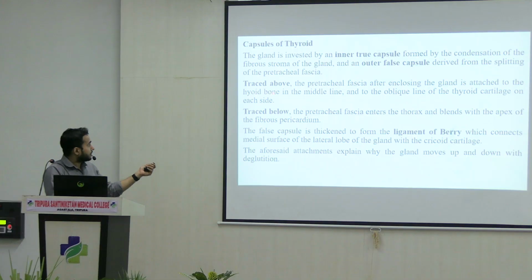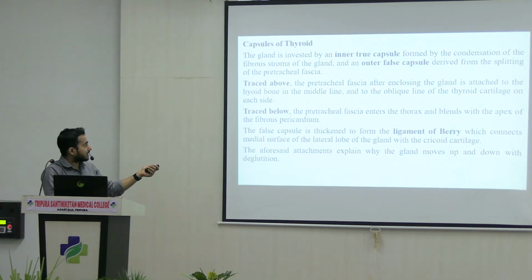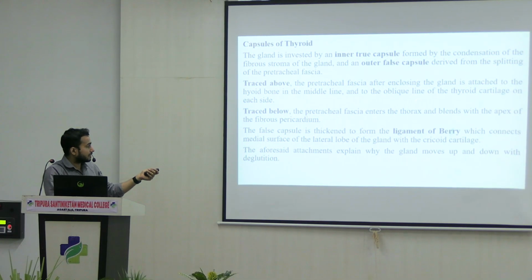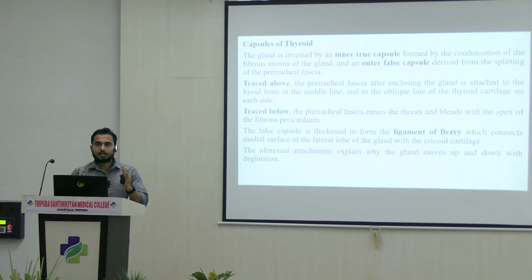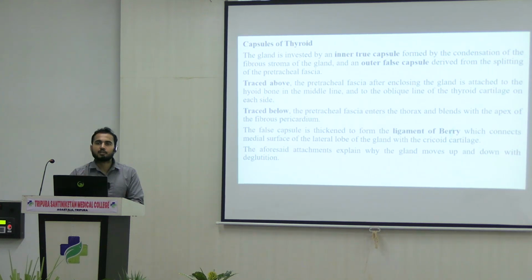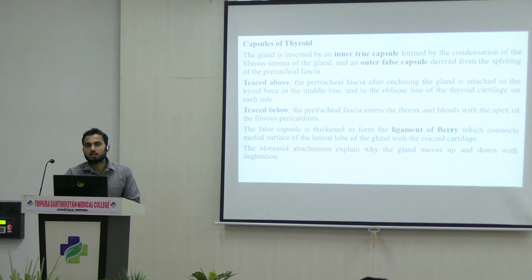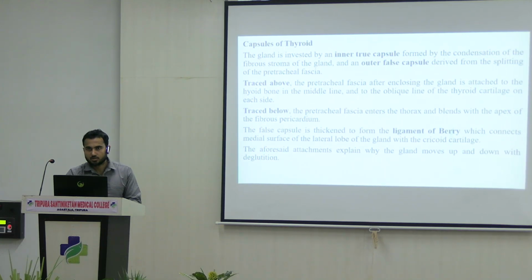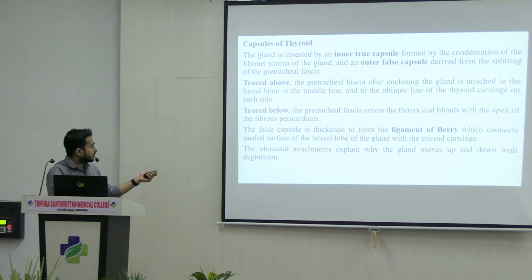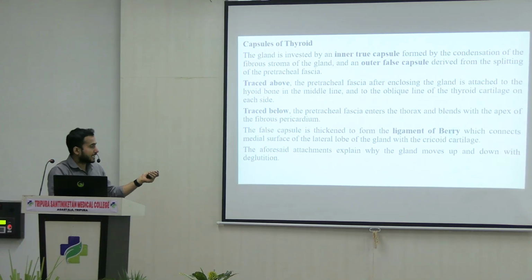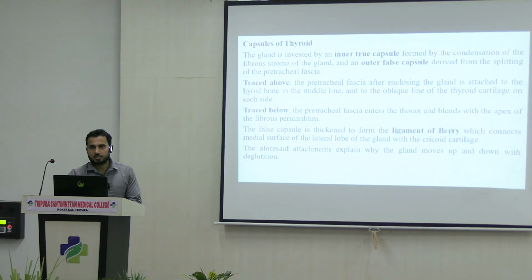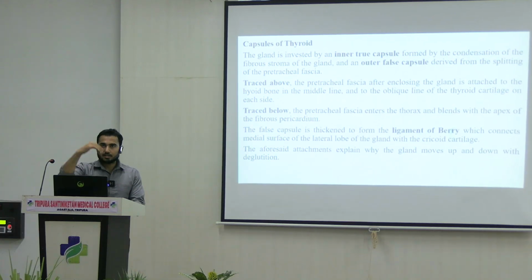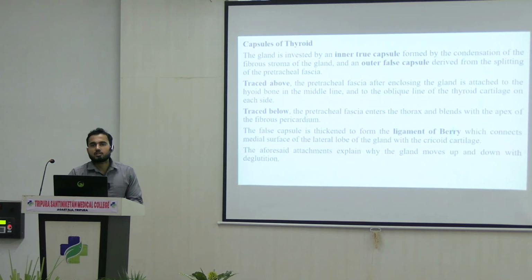If you trace above, after enclosing the gland, the pretracheal fascia will touch the hyoid bone in the midline, and laterally it attaches to the oblique line of the thyroid cartilage. Next, if you trace below, this fascia will enter the thorax and blend with the apex of the fibrous pericardium. So that is the superior and inferior tracing of the pretracheal fascia.